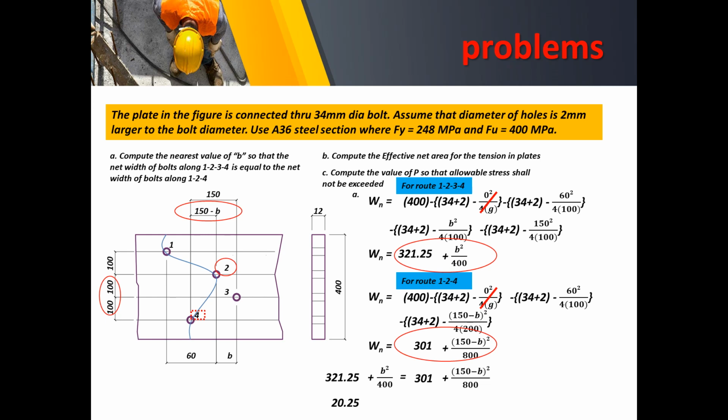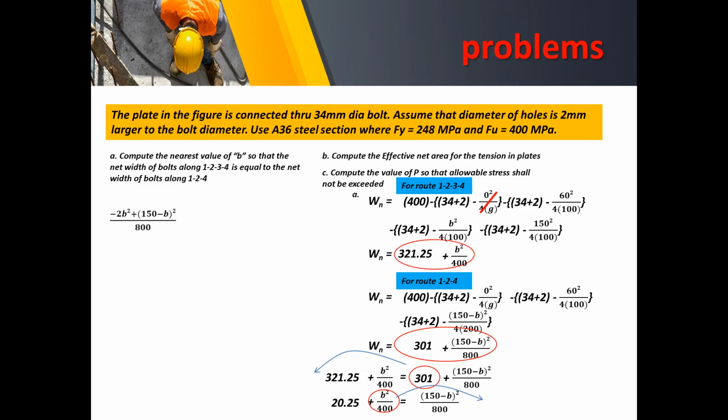So in here, we'll arrive at 20.25 by having 301 transposed to the left hand side of our equation. We add this term and just place what is left on the right hand side. And this one shall be transposed to the right portion of the equation to be combined with the variable. And in here we shall get the LCD, or the least common denominator, of 800. So the first term, 2b squared, is derived by 800 divided by 400, that is 2, multiplied by b squared, and that shall become negative 2b squared.